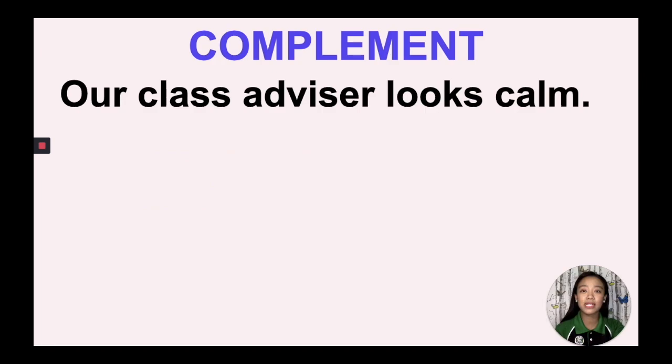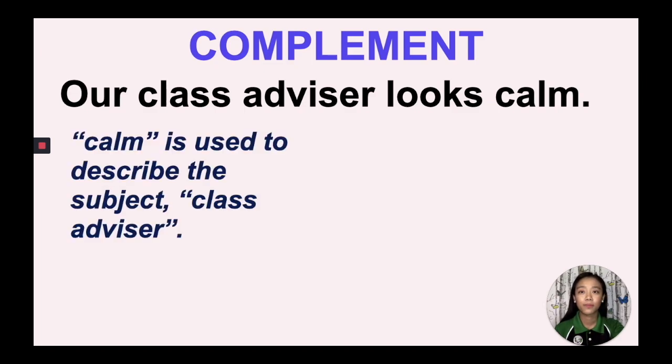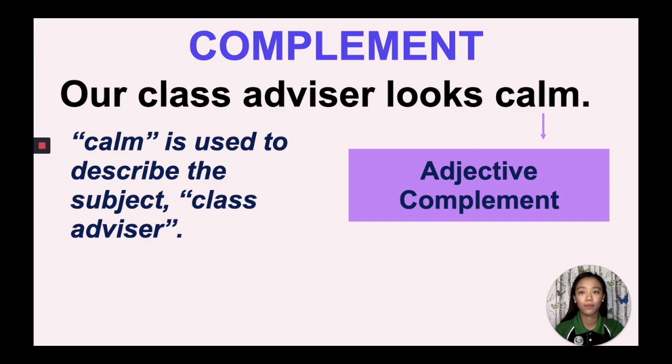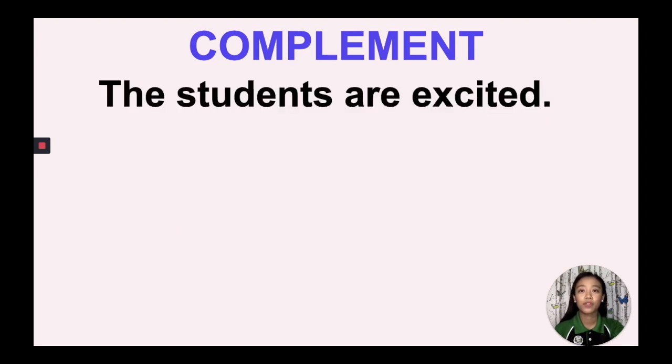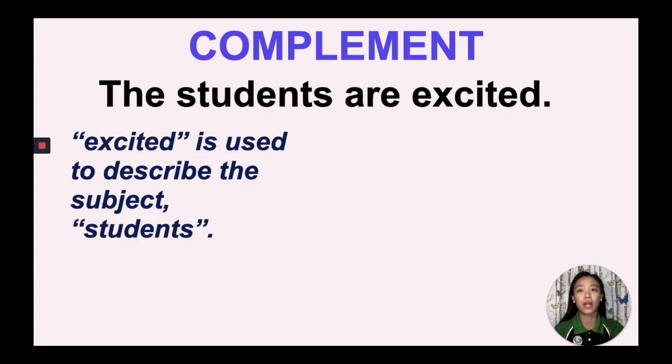Let's have another example. Our class advisor looks calm. Calm is used to describe the subject class advisor. Therefore, calm is an adjective complement. Moving on, let's take a look at this sentence. The students are excited. Excited is used to describe the subject students. Therefore, excited is an adjective complement.